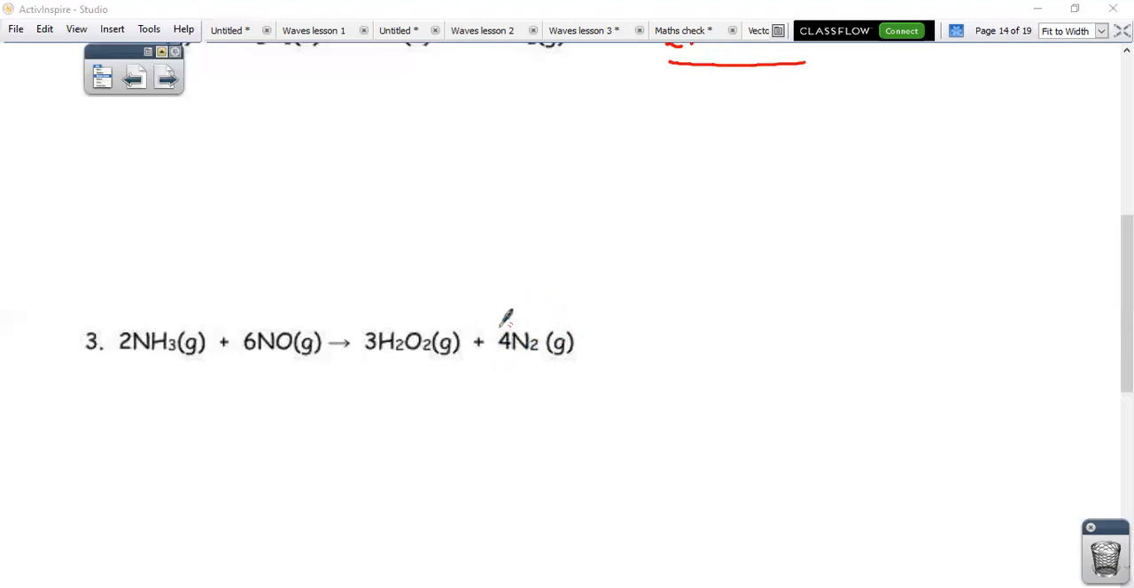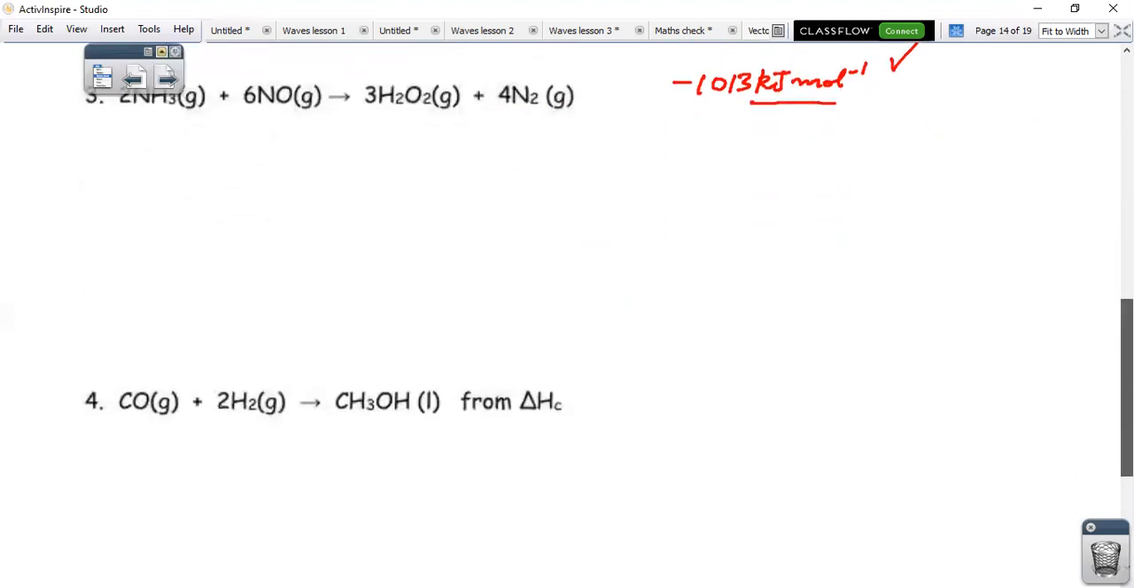0? Very good. Okay, that's the main part to this. So you've absolutely done the right thing. So minus 1013 kilojoules per mole. Okay, well done. Excellent. Now for the next one, I want you to use enthalpy of combustion. Okay.